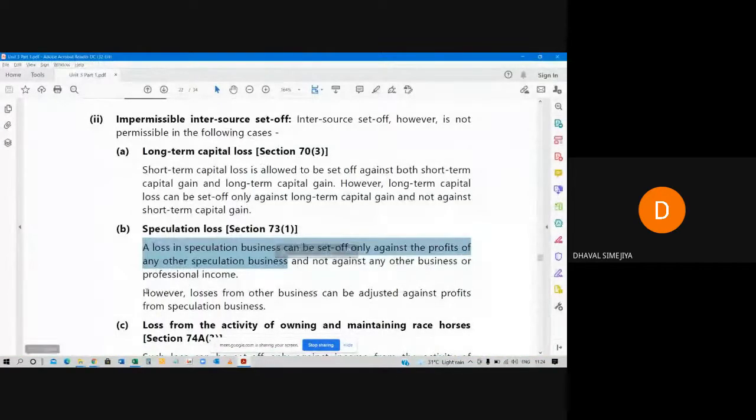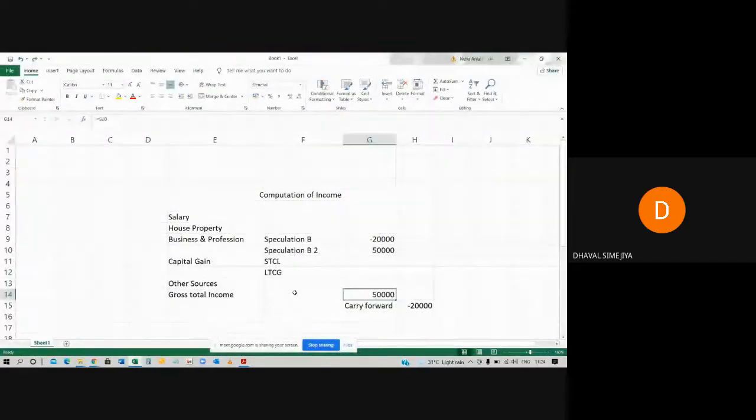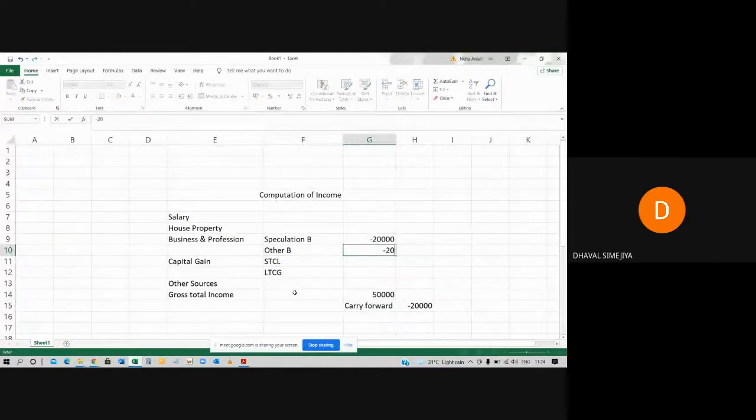However, losses from other business can be adjusted against the profit of speculation business. Now, this is important. Loss from other business, let's say other business, I am facing loss of 20,000 and in speculation business I am having profit. So now this will be set off. But if I'm trying to set off speculation loss, then it is not allowed.